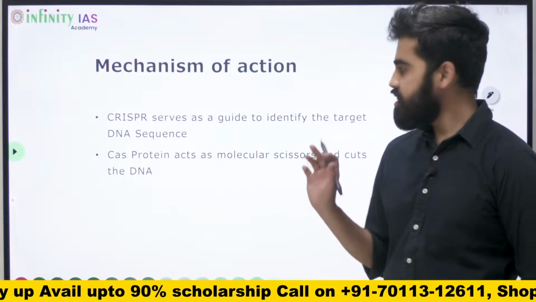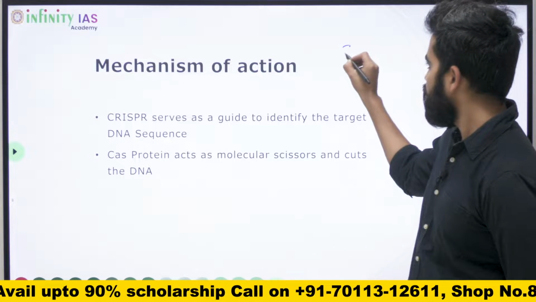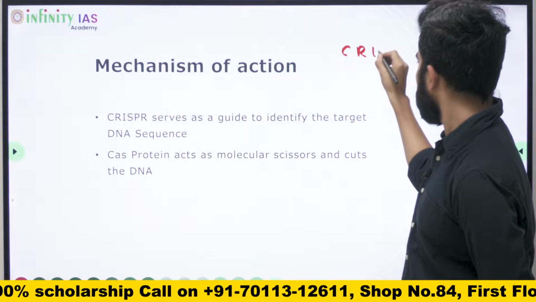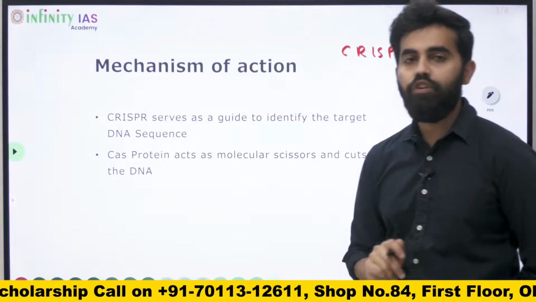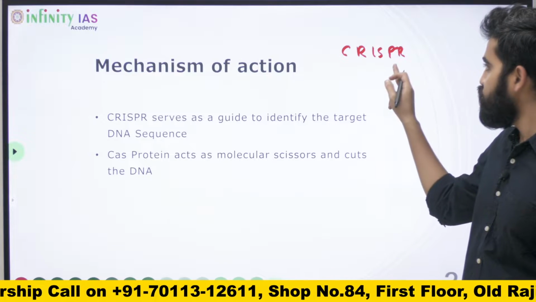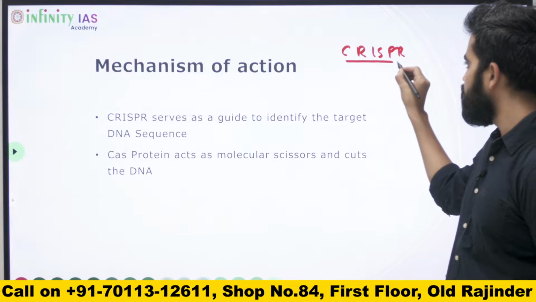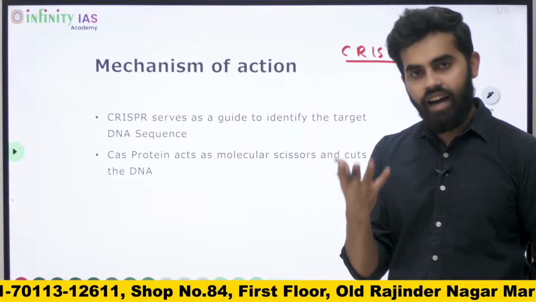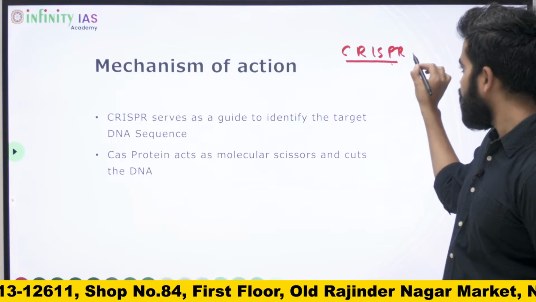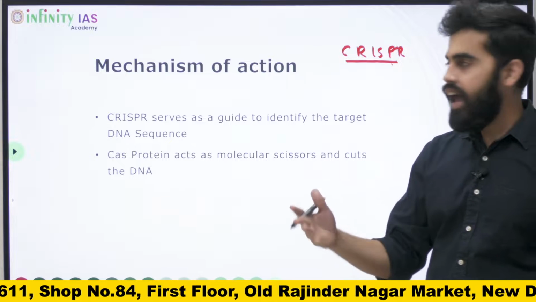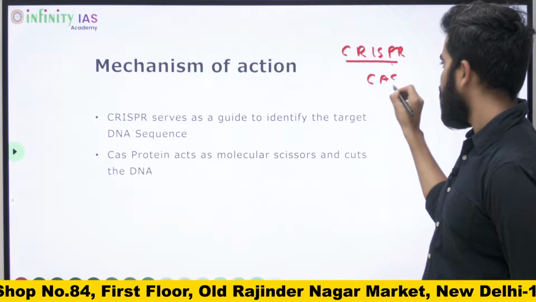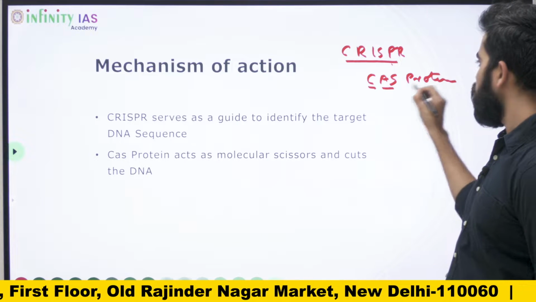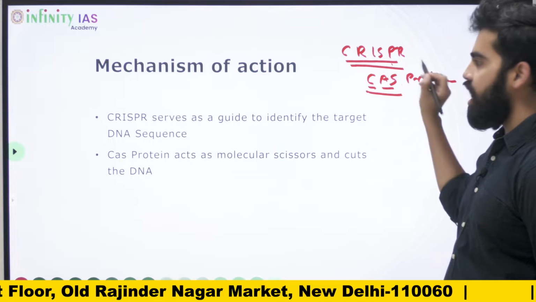So, what is CRISPR CAS? CRISPR stands for clustered, regularly interspaced palindromic repeats. That means it is a genetic material. It can be RNA that is used to target certain genetic material in the animal cell. CAS means CRISPR associated protein. So this is a protein, this is RNA.